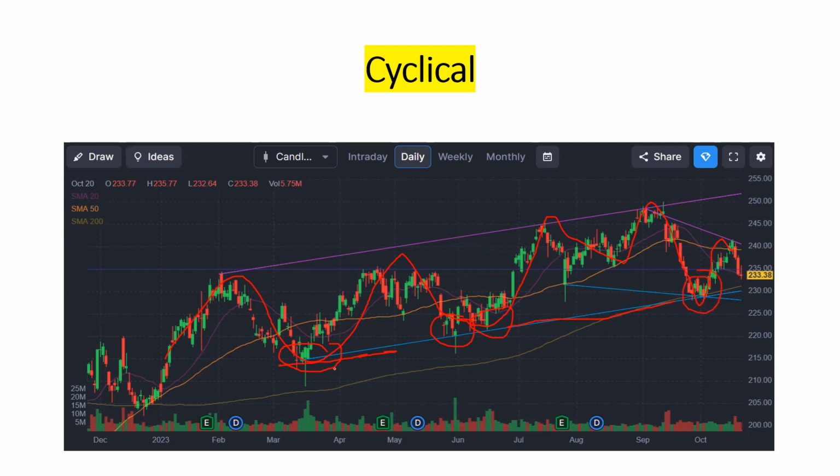And where will we sell? We will sell at these levels, when they are at the top of the cycle, when they hit a very strong resistance line. So we buy at the bottom, we sell at the top. We do not hold these companies for long periods of time because they are cyclical. We buy at the bottom, sell at the top. I hope that is clear.